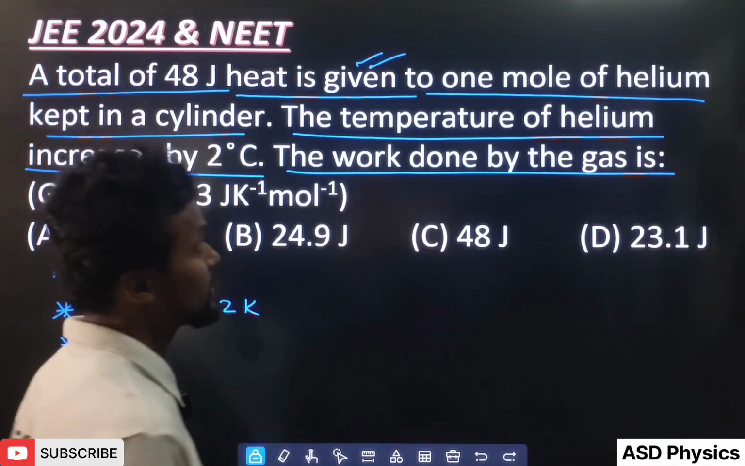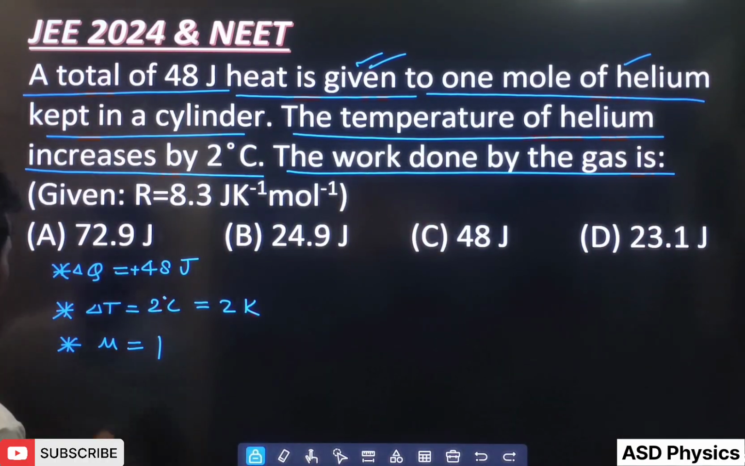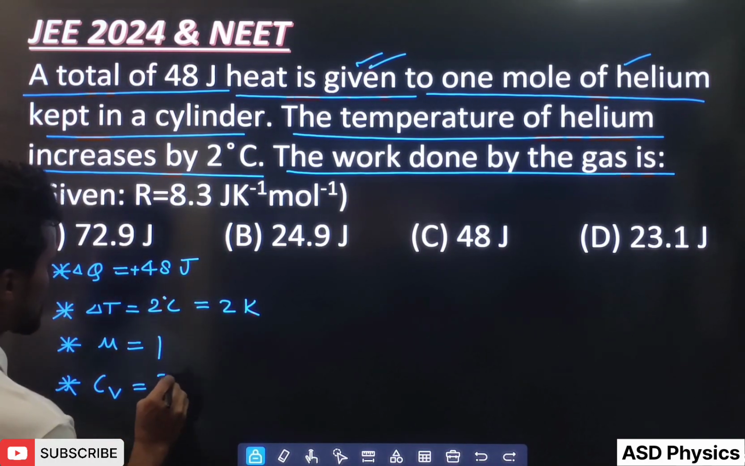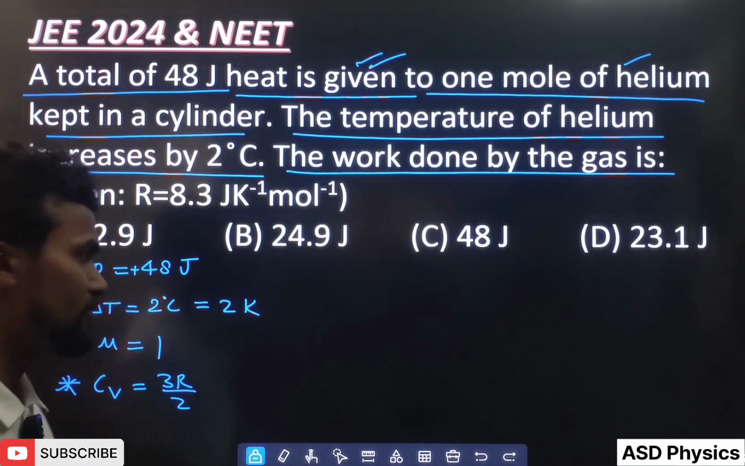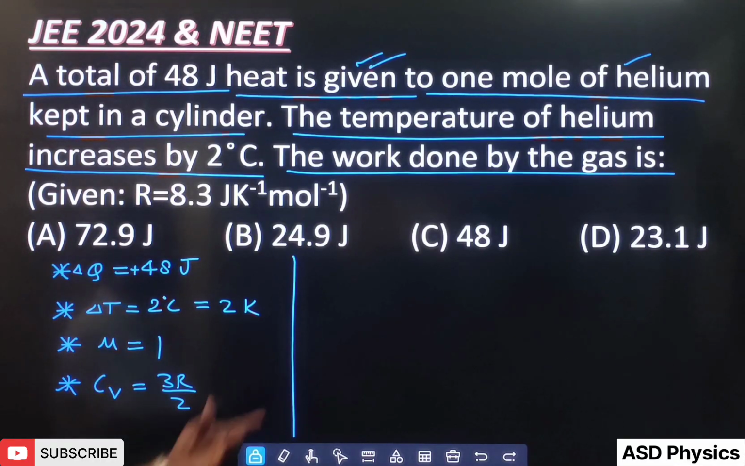And one more hint is given here: helium. Helium is which gas? Helium is a monoatomic gas. For a monoatomic gas, remember that the CV value, the molar heat capacity at constant volume, is given by 3R by 2. Monoatomic 3R by 2, diatomic 5R by 2. So all this data is given, and we have to calculate the work done.